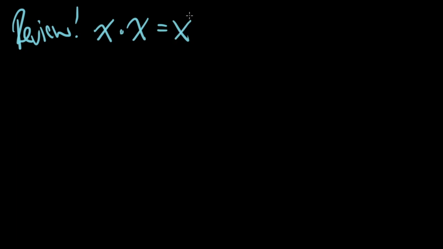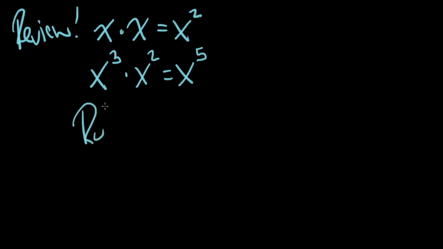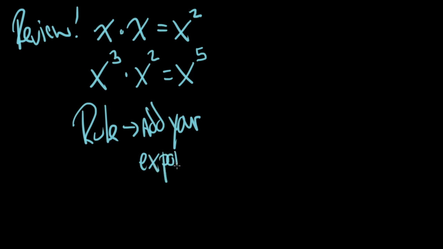There's one little thing I want to remind you, though. This is important. When you have x times x, you end up getting x squared. When you have x to the third times x to the second, you end up getting x to the fifth. So what's the rule? The rule is add your exponents, not multiply them. So when you're multiplying, this seems weird, when you're multiplying, you have to add your exponents.